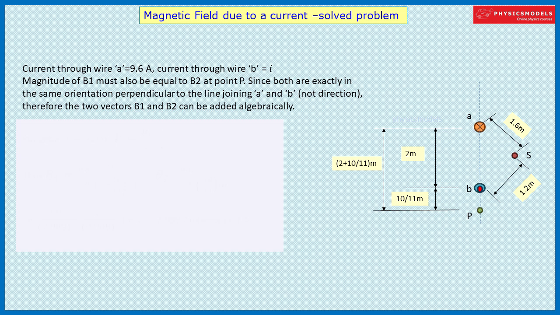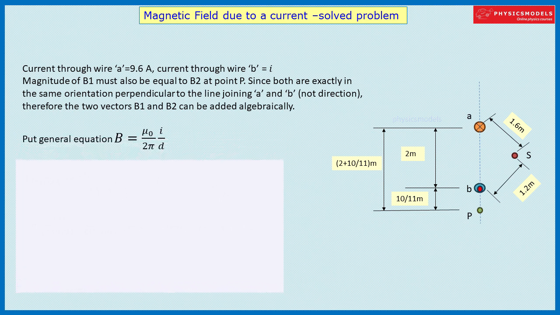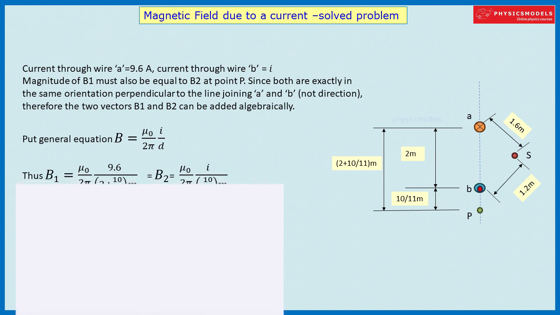Now let's find the magnetic field at the point P and make it 0. That means that the magnetic field due to wire A, which is B1, is getting exactly compensated by the magnetic field B2 due to wire B. Now let's apply the general formula for the magnetic field. That's B is equal to mu 0 by 2 pi into I by D. For the point P, it's at a distance of 2 meters plus 10 by 11 meters from wire A. So plug that in for D in the denominator.